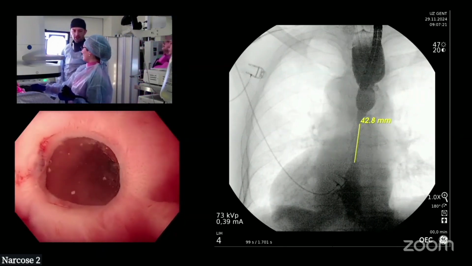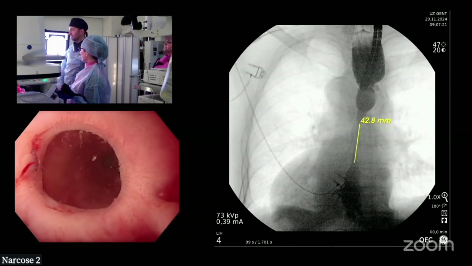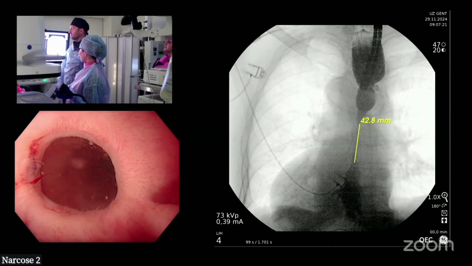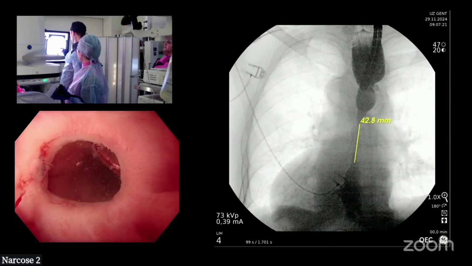That's a great thing about X-ray. You can measure on it, but you have to calibrate it to something, and the endoscope is a good thing. The width of the endoscope is a good thing to calibrate to. Okay, so we have a 4 centimeter long stenosis, and the other important thing is how wide it is.